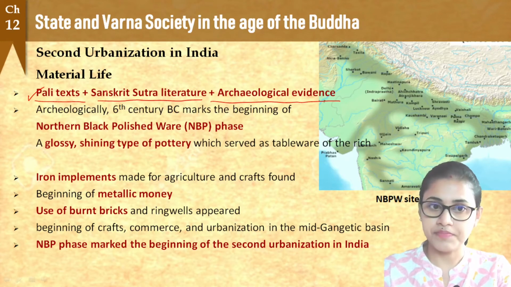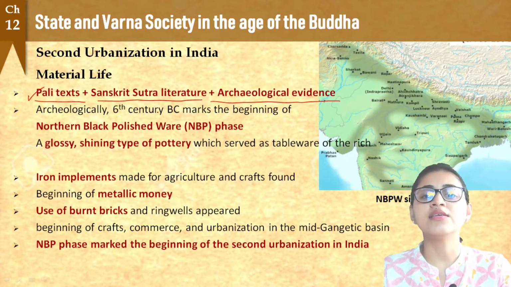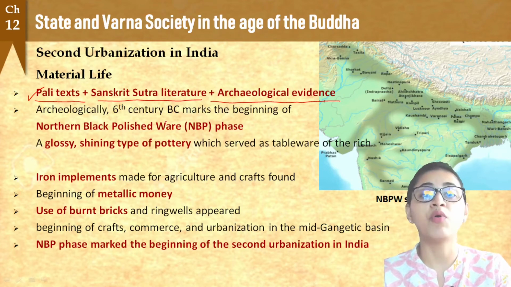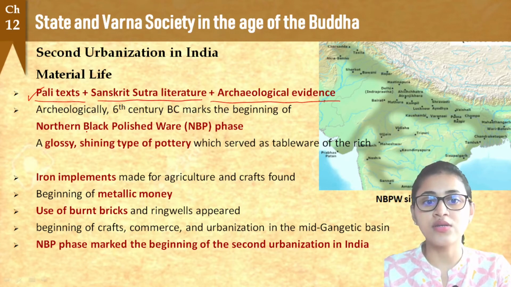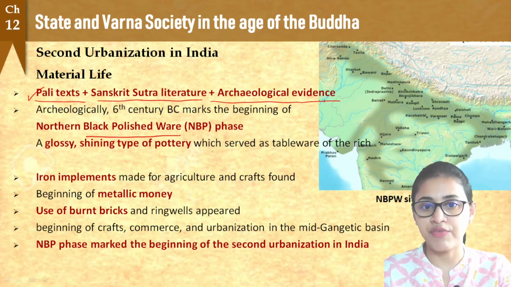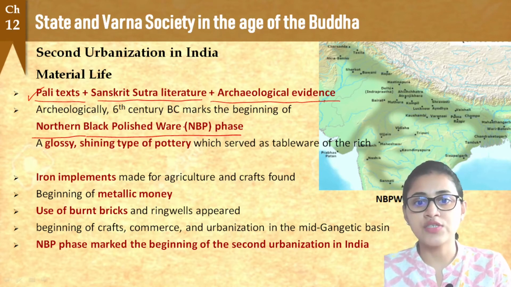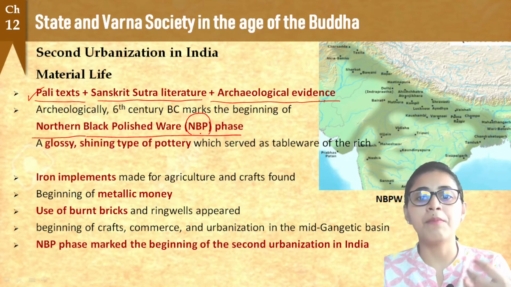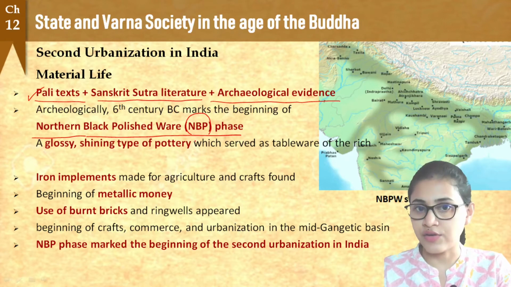Now this phase, the 6th century BC, also marks the beginning of a different kind of pottery phase, which we call the Northern Black Polished Ware phase. This is a kind of pottery which is called the NBP, that is the Northern Black Polished Ware. Now, what is the speciality of this kind of pottery?